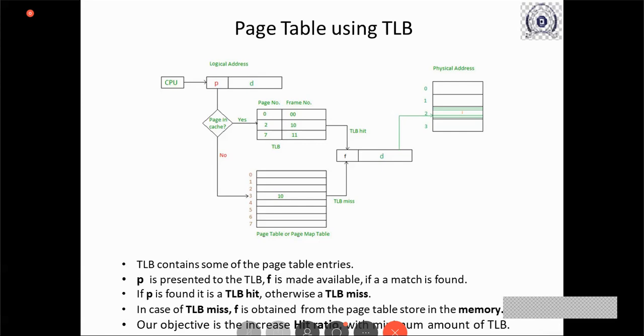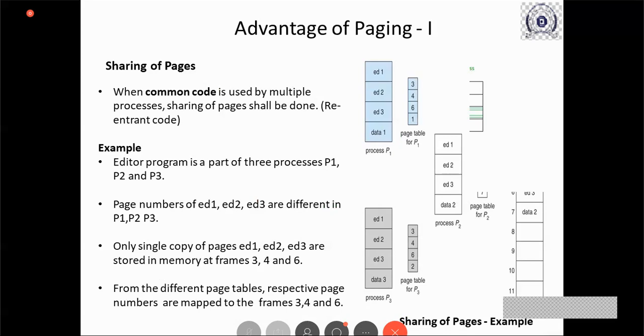Now let us discuss the advantages of paging. One of the key advantages of using paging for the memory management scheme is the possibility of sharing the common code. When multiple programs or multiple processes share the common code, it is enough to keep the code exactly once in the RAM. Exactly one copy is needed to be kept in the RAM only.